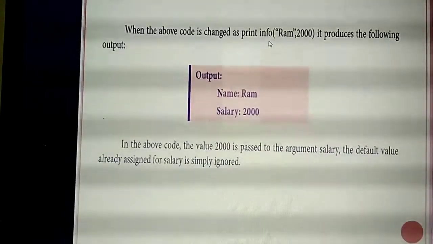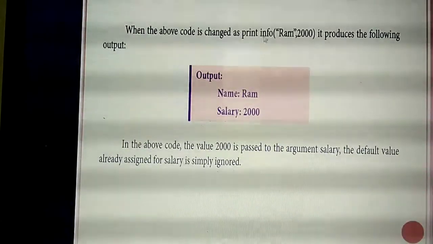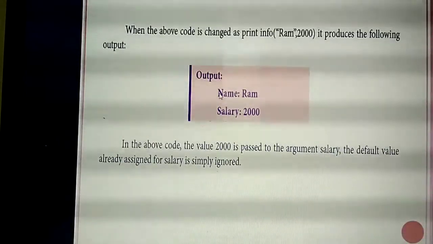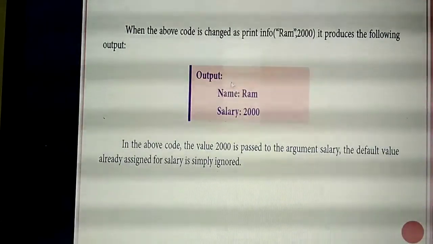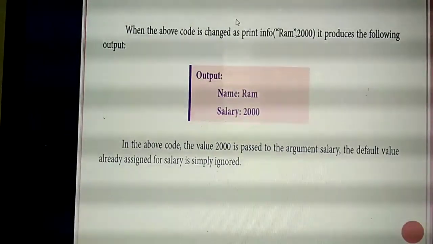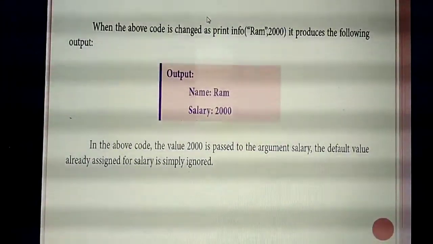So that is what they are giving. In the place of name, they are giving RAM and a comma, like this: print info of RAM comma 20,000. What output will you get? Name equal to RAM and salary 20,000. At that time, it won't take the default value 3,500 for the salary. So the default value is ignored by the program.